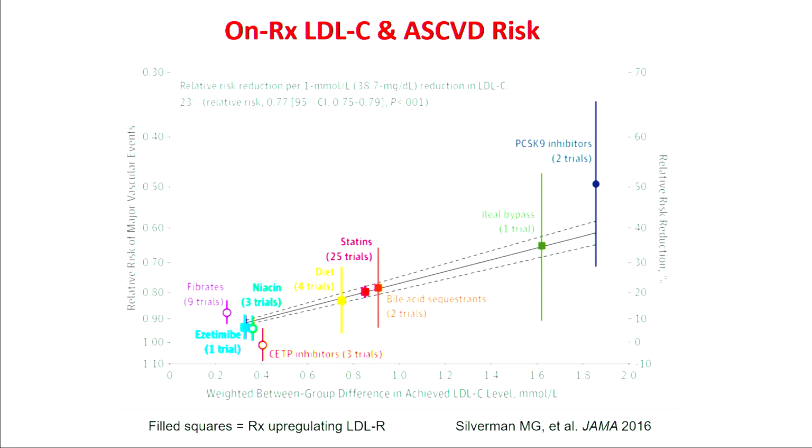Then in that context, Dr. Silverman published this study in JAMA that really showed that the risk reduction shown here on the y-axis is proportional to the achieved LDL level. Whether it's from statin, of course, where we have most of our evidence with 25 trials, or PCSK9 inhibitor, one trial of ileal bypass, diet, niacin, fibrates, ezetimibe, the IMPROVE-IT trial specifically, with CETP inhibitors being a bit of an outlier. With all those, the risk reduction is directly proportional to the LDL lowering. So it's very much about that LDL lowering.